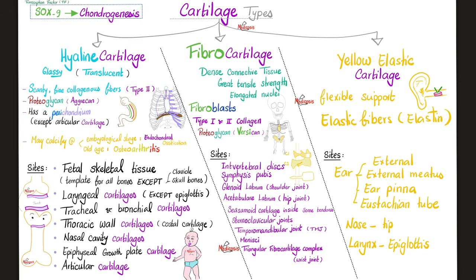Third, we have yellow or elastic cartilage. For flexible support, you find this in the ear pinna or the auricle of your ear. The eustachian tube is also yellow elastic cartilage. The tip of the nose, yellow elastic cartilage. And the epiglottis of the larynx, yellow elastic cartilage.